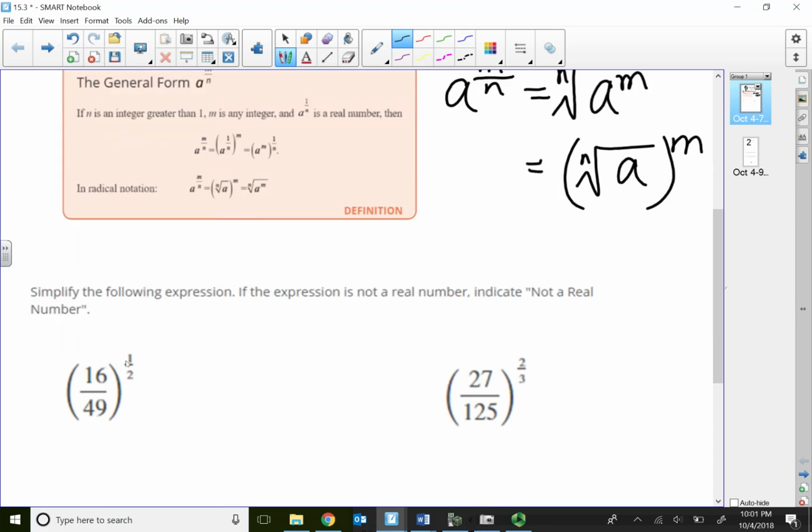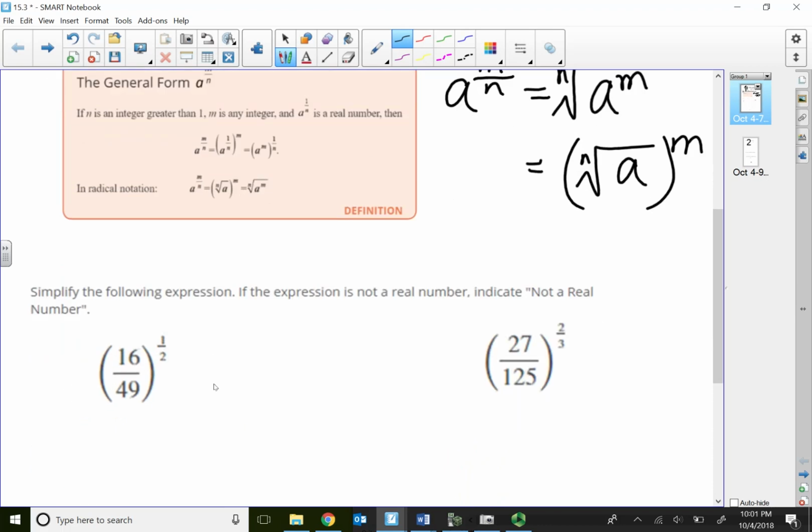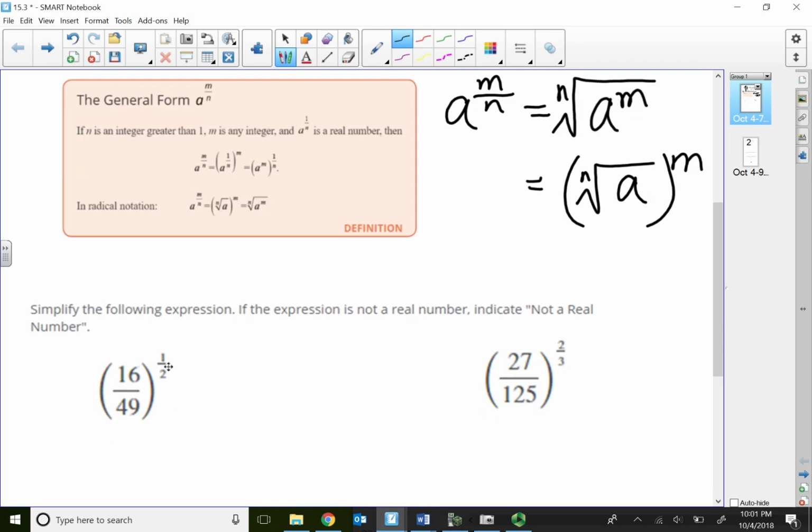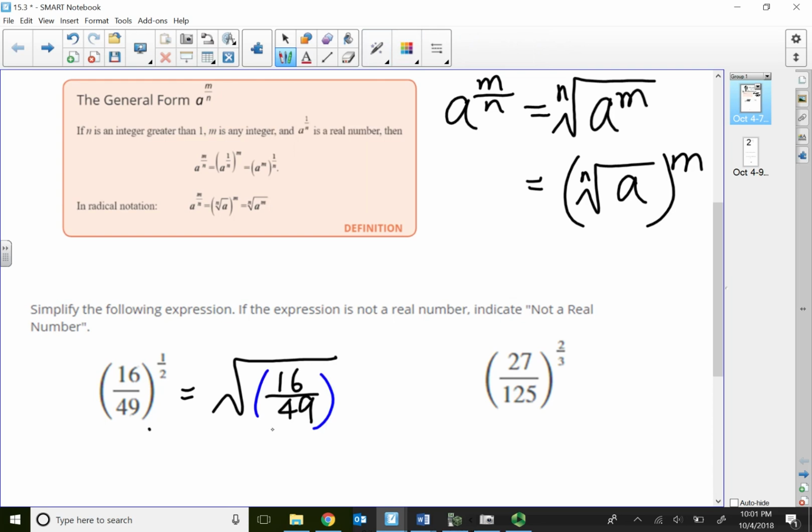For example, I'm going to show you how to do this in the calculator as well, but let me first explain this using the rules. Now I have 16 over 49, the whole thing to the half power. The half power means the denominator determines the root, so right away I know I have a square root. My numerator is telling me my base is raised to that power on the inside. So 16 over 49, the whole thing to the first power, is still 16 over 49 on the inside.